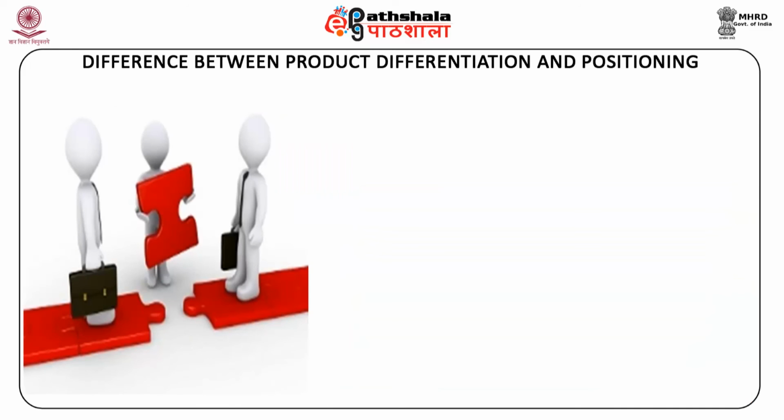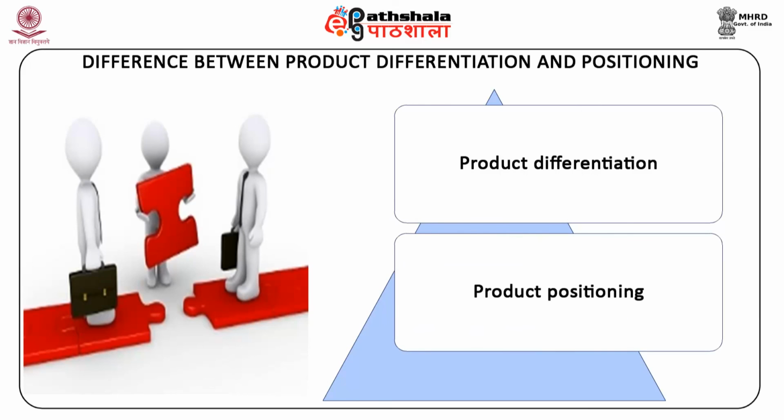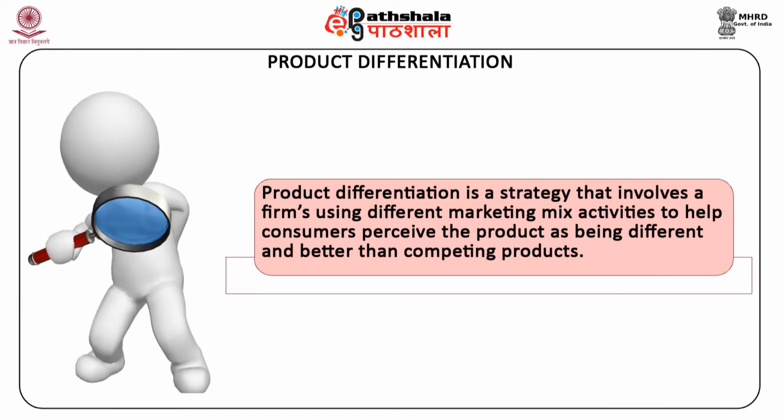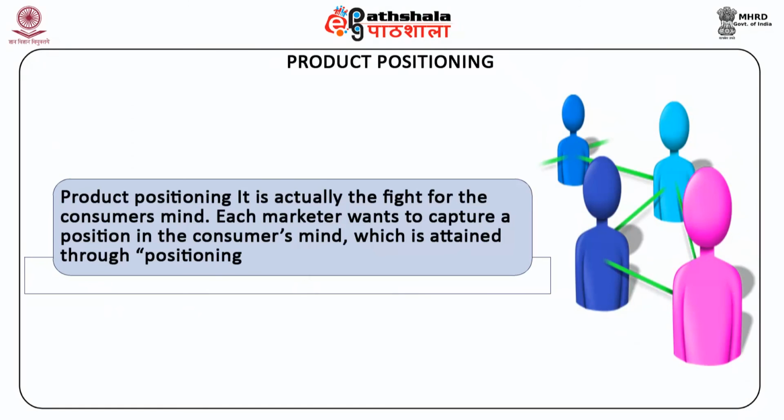Next, we will discuss the difference between product differentiation and positioning. Product differentiation is a strategy that involves a firm using different marketing mix activities to help consumers perceive the product as being different and better than competing products. Product positioning is actually the fight for the consumer's mind. Each marketer wants to capture a position in the consumer's mind, which is attained through positioning.